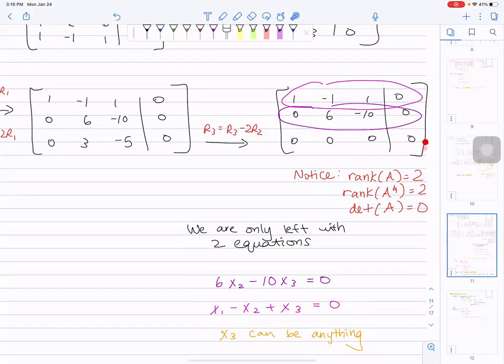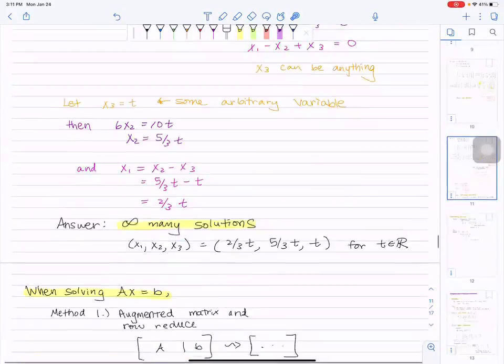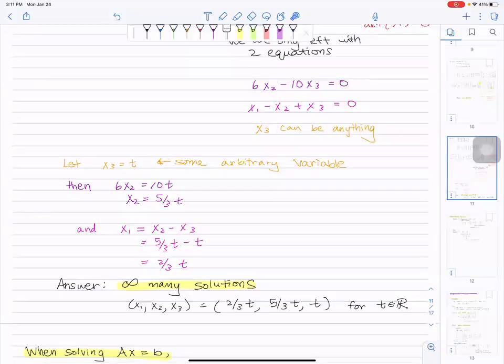And specifically x3, there's no limitations on x3 because the third row didn't give us anything. So x3 can be anything. x3 could be 1, then you get a certain x1, x2. x3 could be 2, then you get a different x1, x2. So for this system specifically, there's infinitely many solutions.